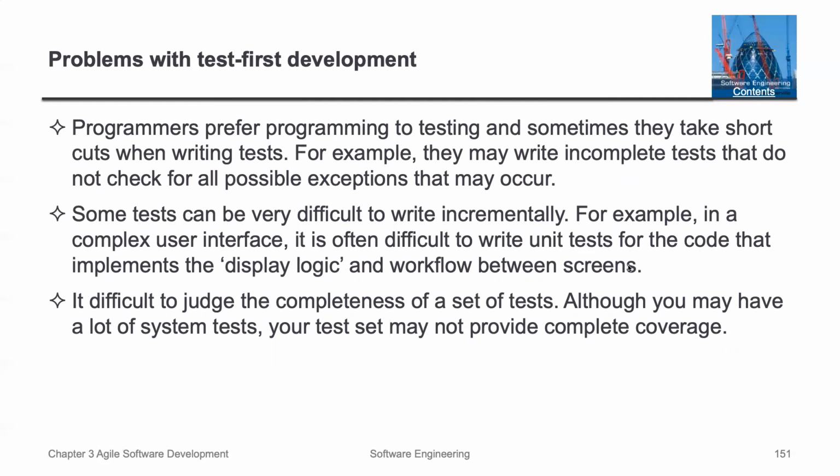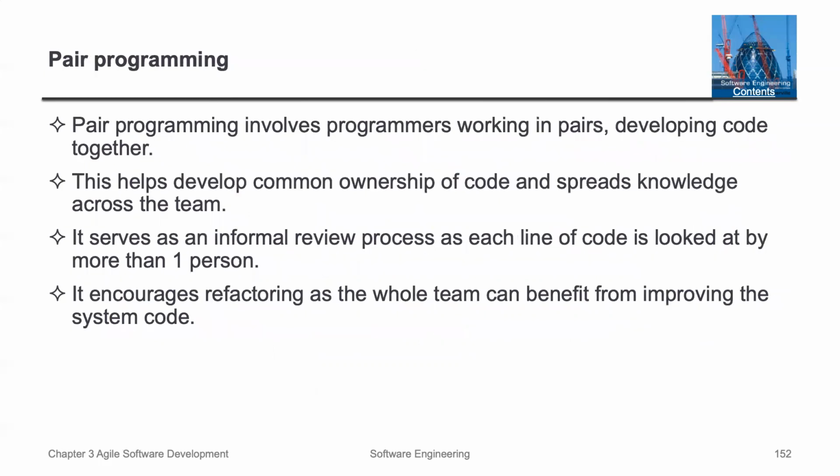For example, in a complex user interface, it is often difficult to write unit tests for the code that implements the display logic and workflow between screens. So it is difficult to judge the completeness of a set of tests. Although you may have a lot of system tests, your test set may not be providing complete coverage.